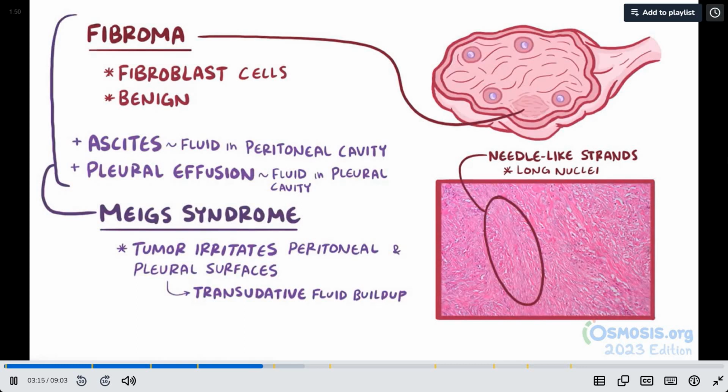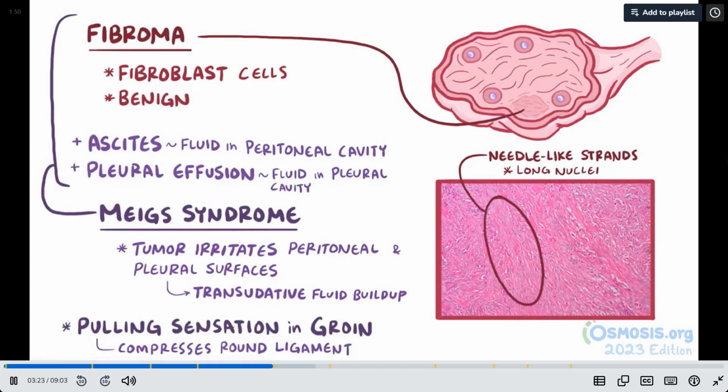Fibromas can occasionally grow to the size of an orange, and can cause a pulling sensation in the groin when it compresses the round ligament of the uterus.